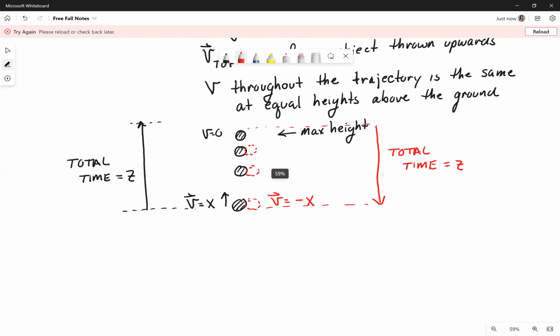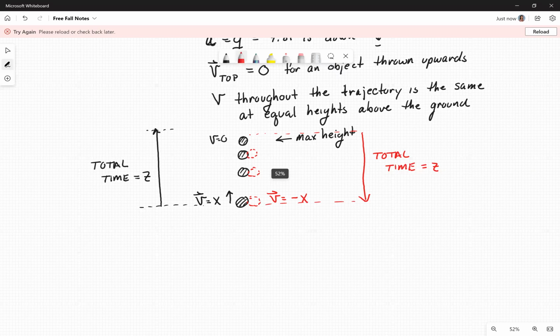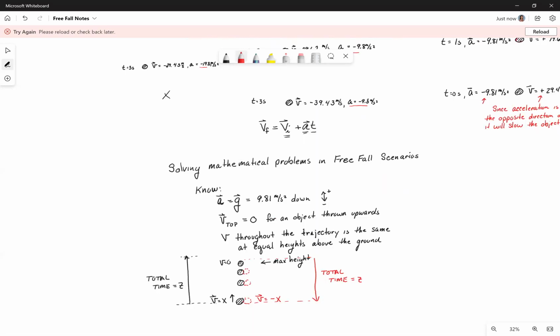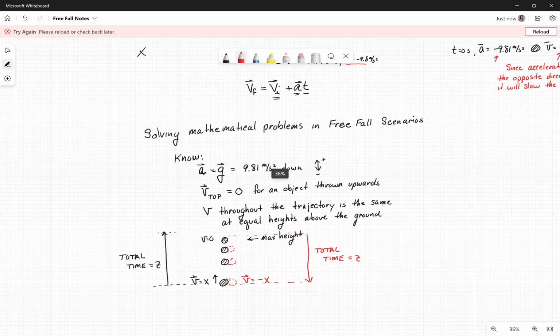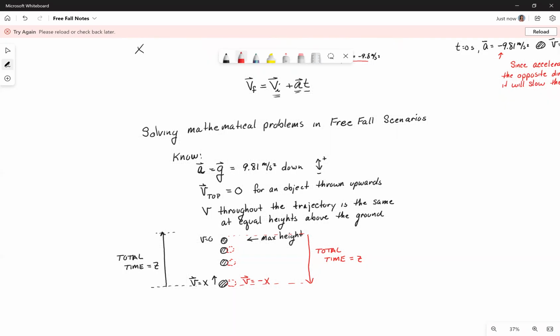So those are some major points to keep in mind as you think about an object in free fall when you're solving the mathematical problems. You always know g. The velocity at the top when thrown upwards is 0. The velocity throughout the trajectory is the same at equal heights above the ground. And the total time to go up is equal to the total time to come back down. So this is for an object in free fall.